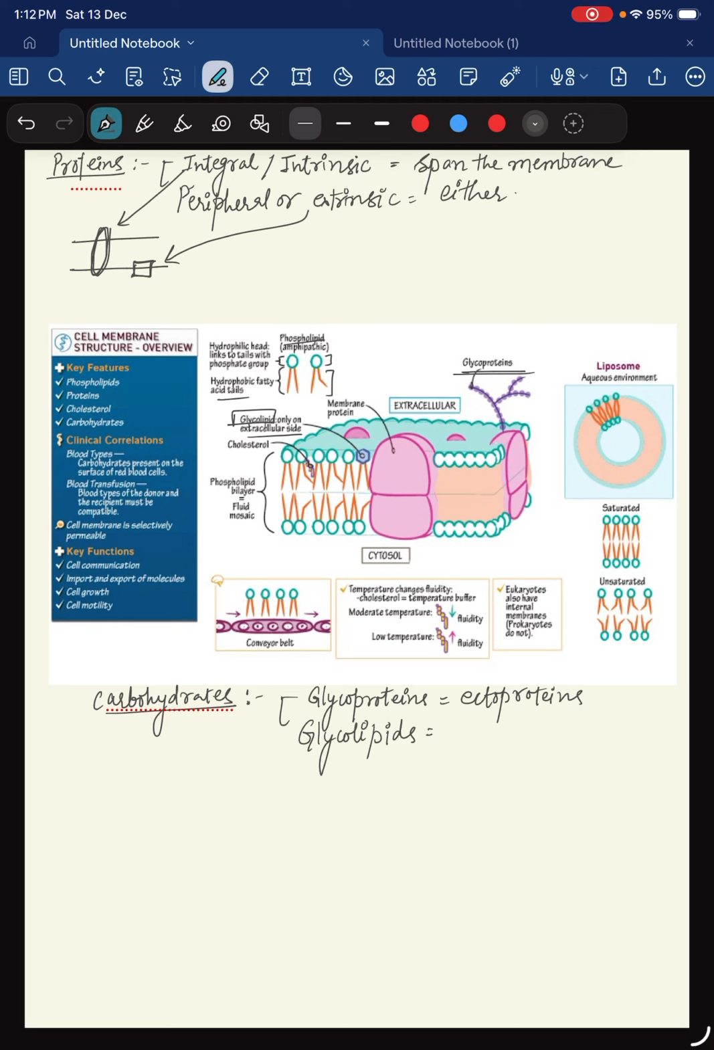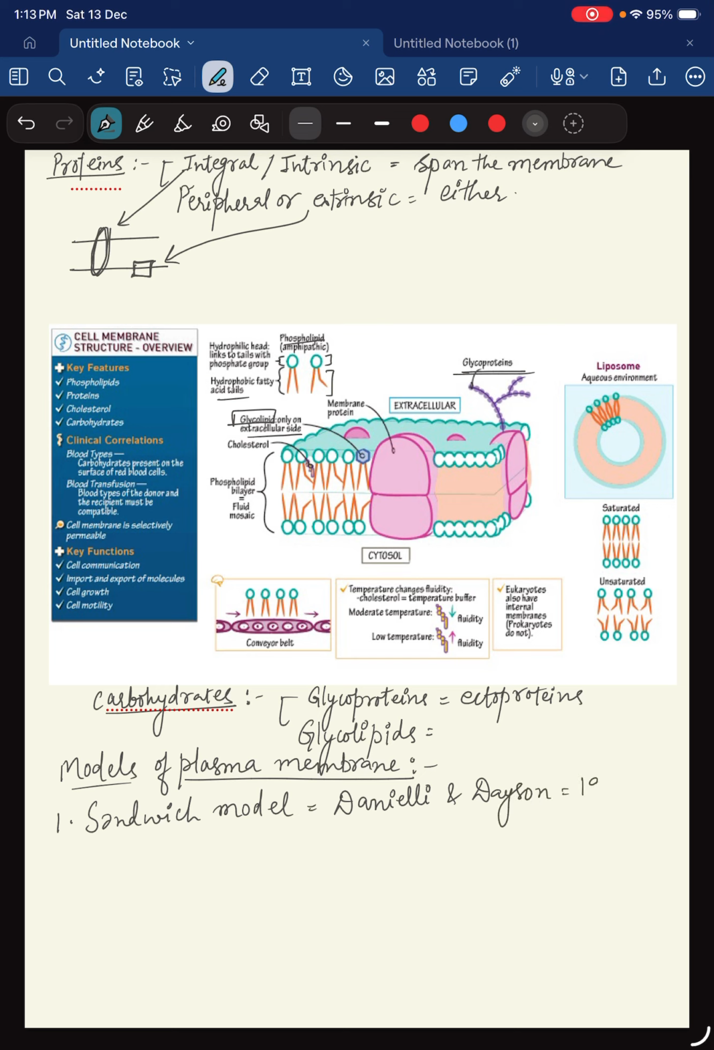Now, on the basis of discovery, scientists made different types of models of the plasma membrane, which later on was found to be a lipid bilayer. But before that, models of the plasma membrane were introduced by different scientists, under which the first model was called the sandwich model. The sandwich model was proposed by Danielli and Davson.